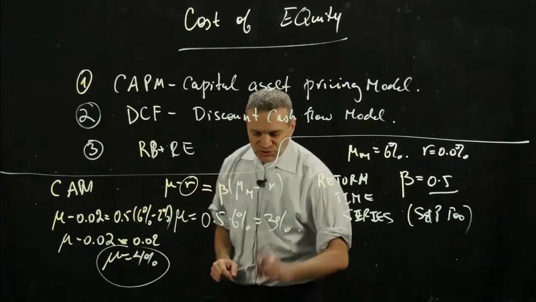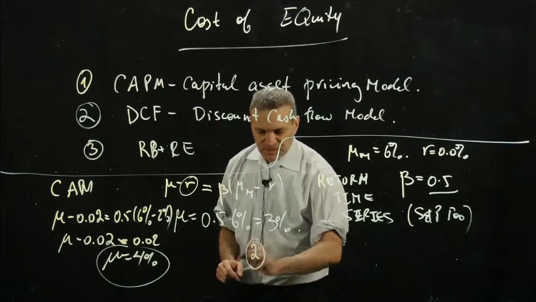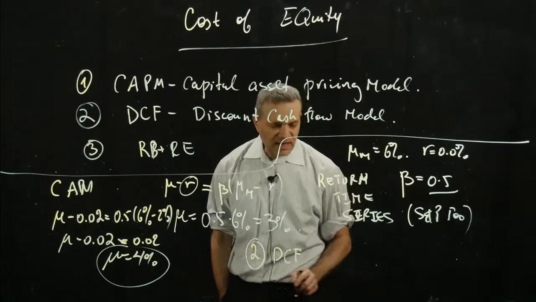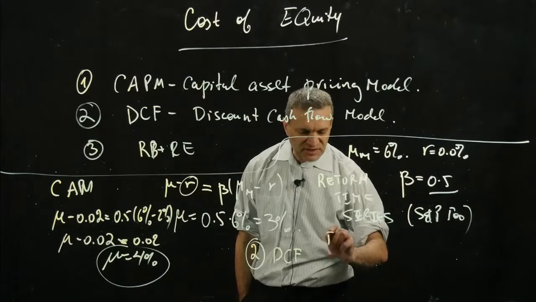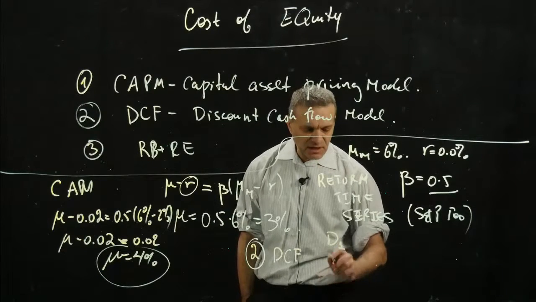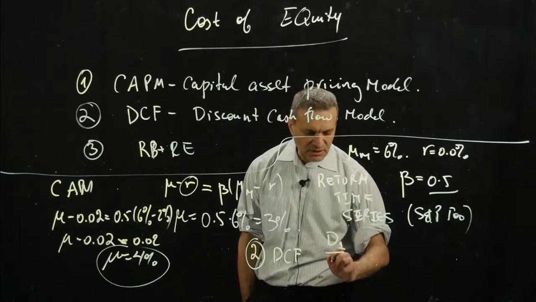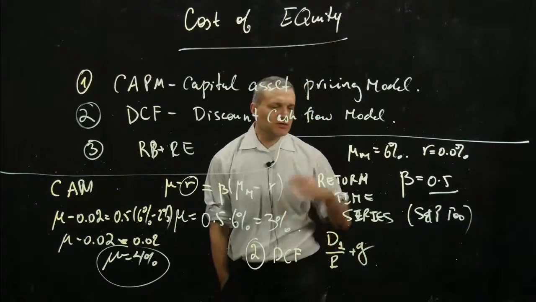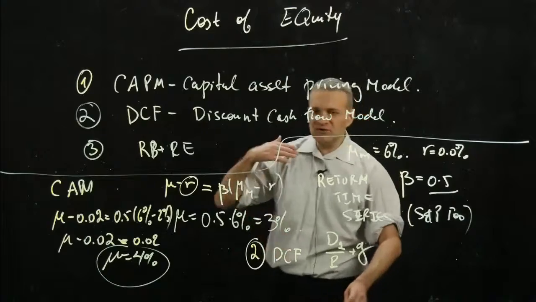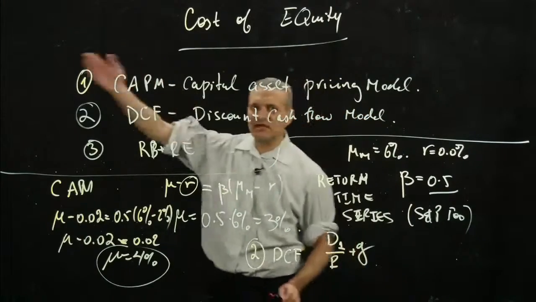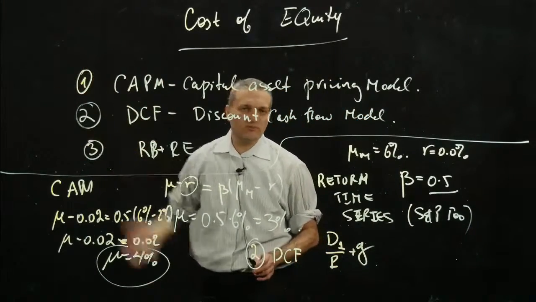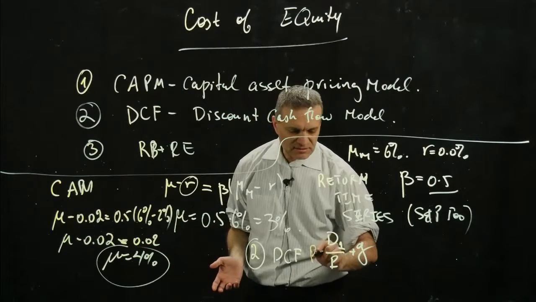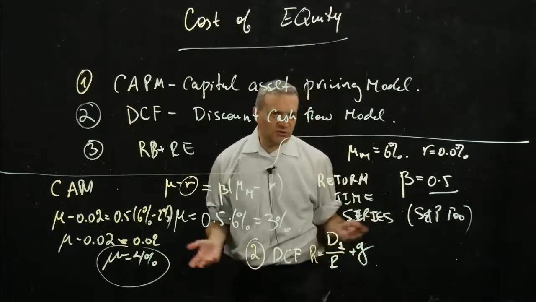The second way to do it is through your discounted cash flow analysis, and it goes like this. You have D1, which is your dividend. You then divide by your price, and you add the growth rate. The growth rate is whatever the growth rate is going forward. And in this case, this is going to be your return.